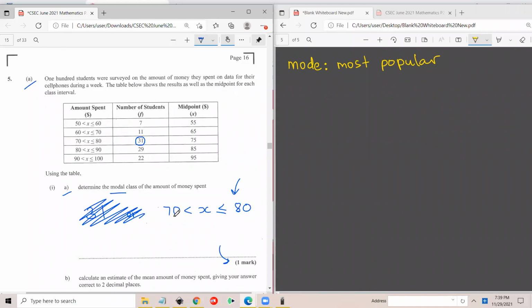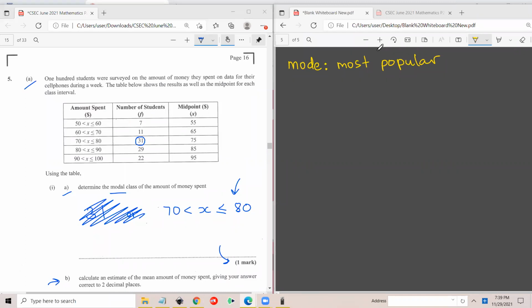All right, part B. I'm hoping you all could see there. I don't want to scroll down because you need to see the table in order to find part 2. Calculate an estimate of the mean amount of money spent, giving an answer to 2 decimal places.